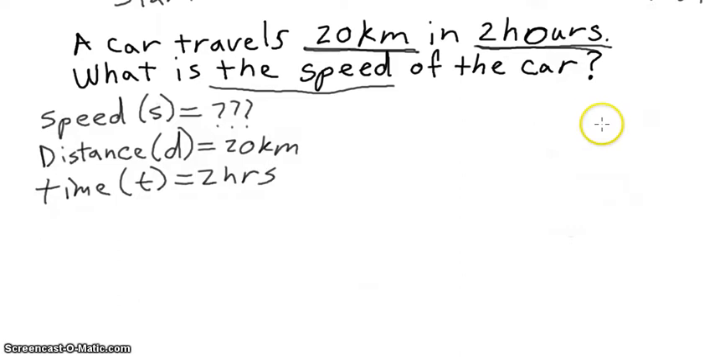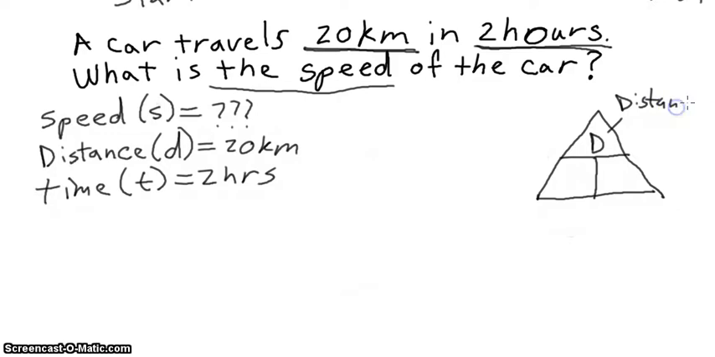The next step is we need to draw a pyramid that looks something like this, that has 1 block on the top and 2 blocks on the bottom. On the very top of the pyramid, what am I going to write? I'm going to write D for distance. In the bottom of the pyramid, I'm going to write S for speed and T for time.